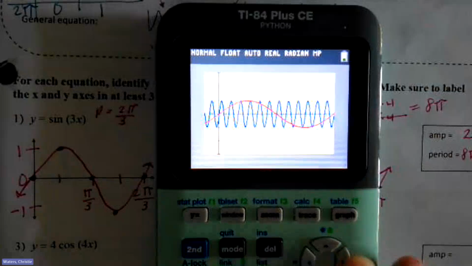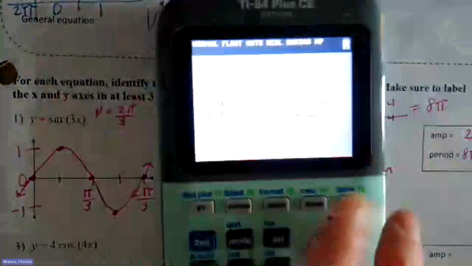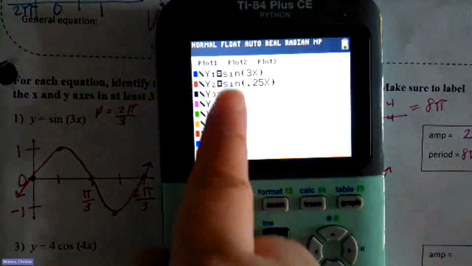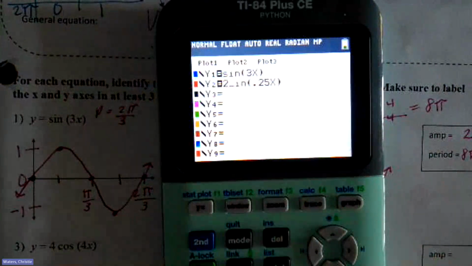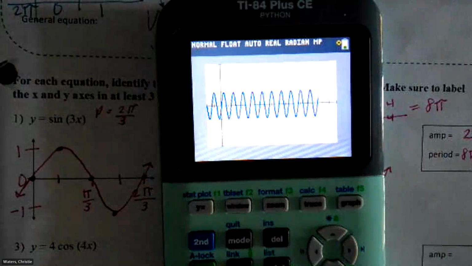Okay, although I'm noticing something here. This one has an amplitude of 2. This one only has an amplitude of 1. Yeah, the 2 didn't go in. Let me fix that. There we go. There's our amplitude of 2.